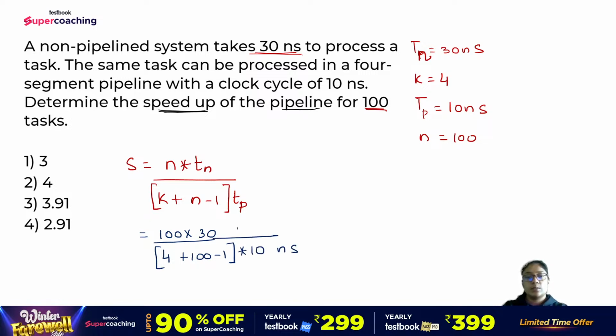Both are given in nanoseconds, so you can cancel that out. This is cancelled out, so it comes out to be 300 divided by 103. That is nothing but 2.91. So the correct answer for this question is option 4, that is 2.91. Simple.